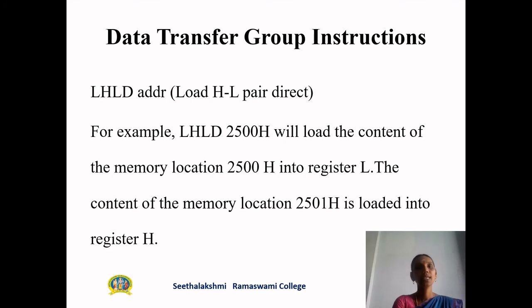Next one is LHLD address, load HL pair direct. For example, LHLD 2500 loads the content of the memory location 2500 into the register L, least significant bits, and the content of the memory location 2501 is loaded into the register H, most significant bits.